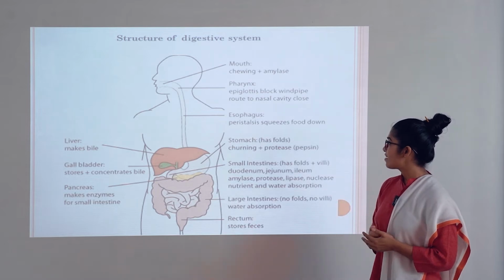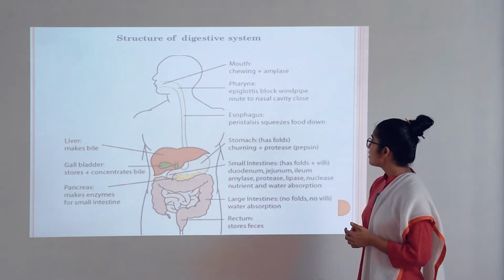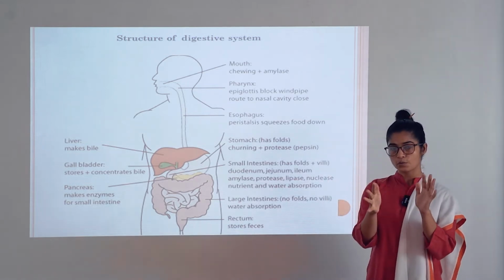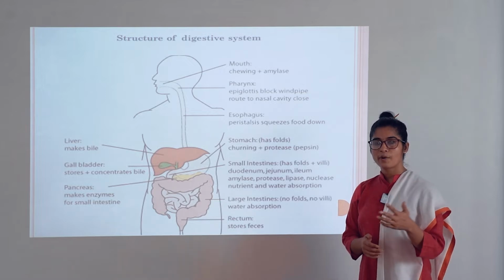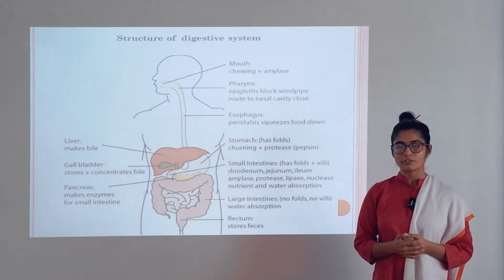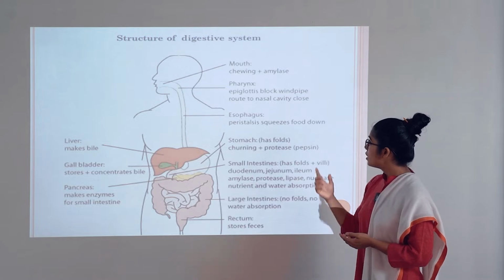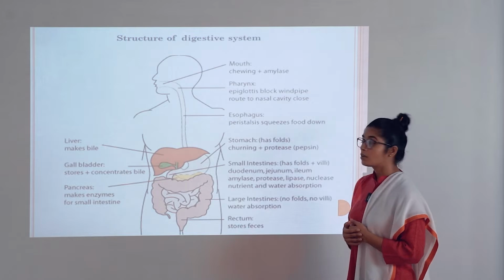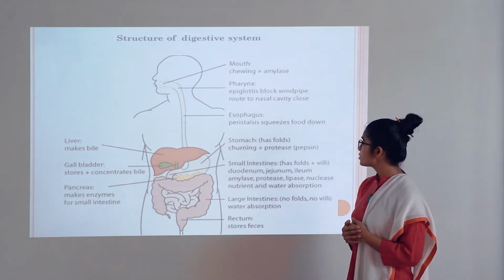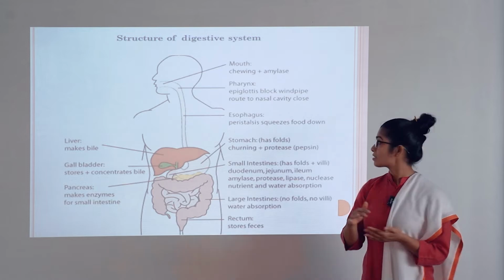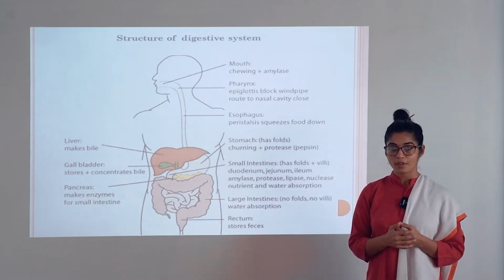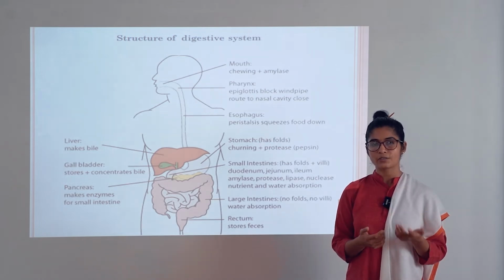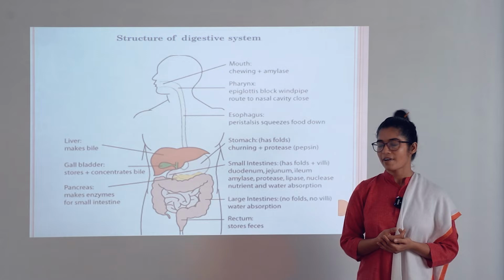After the mouth, we see there's a pharynx. Pharynx has a two-way space, which opens into the air pipe, the trachea, and also the esophagus. Below the pharynx, there is the epiglottis, just above the larynx. It helps to cover the larynx, blocking the windpipe route, so that the food we are taking in does not enter the windpipe, the trachea.